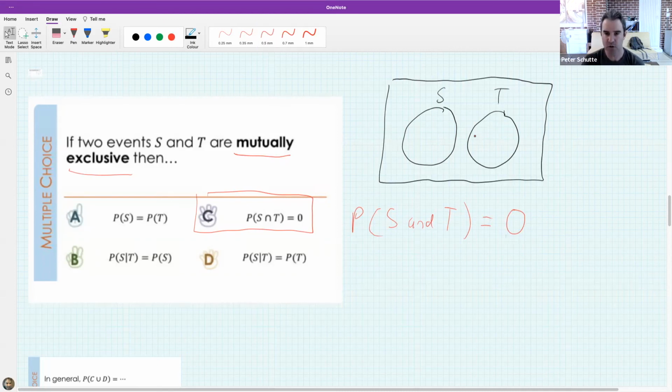Another example of two mutually exclusive events, think of odds and evens on a dice. If you throw an odd number, can you throw an even number at the same time? It's not possible to have at the same time. So that's a very common example of mutually exclusive events. The Venn diagram will have no overlap. And this is the definition of mutually exclusive events.